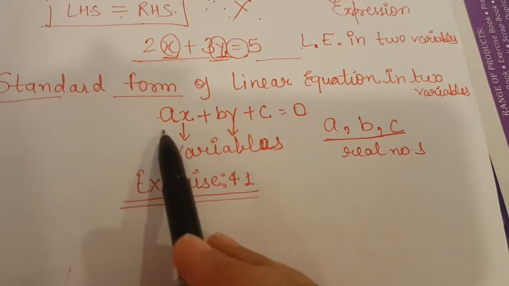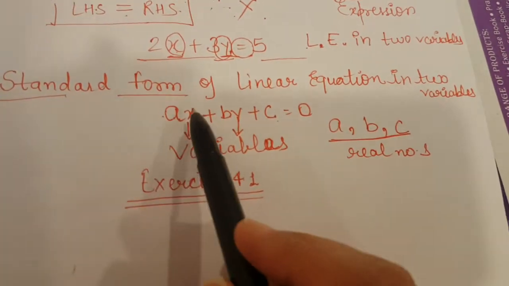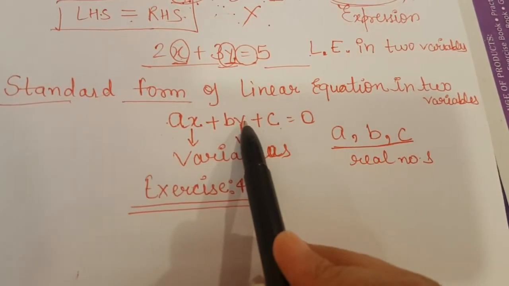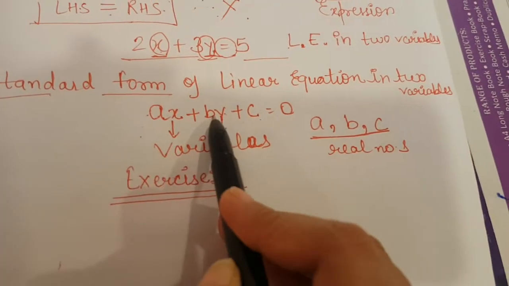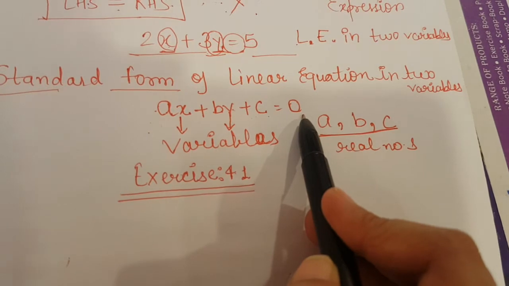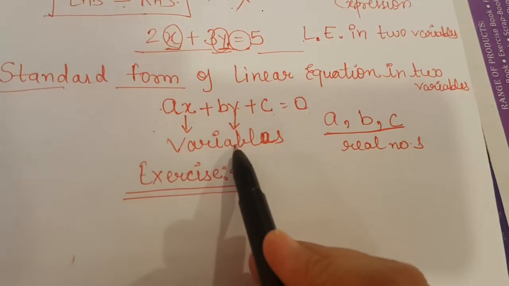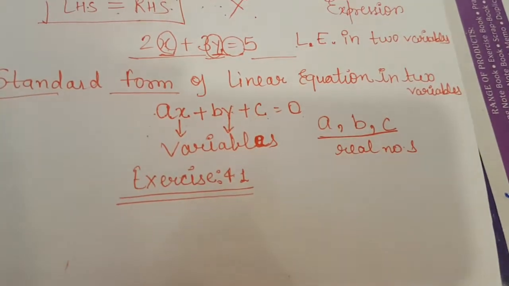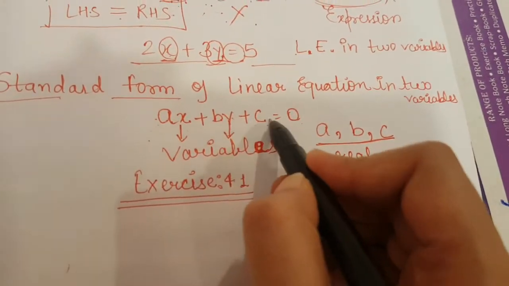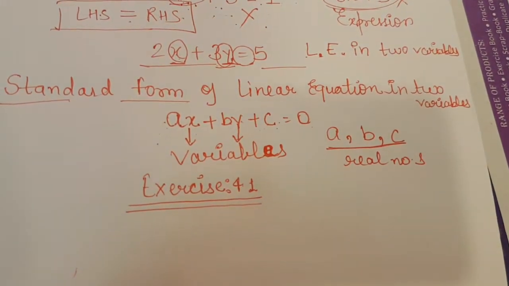नहीं, कोई भी नंबर हो सकते हैं ना यहाँ पे, लेकिन वेरिएबल 2 ही होंगे. तो स्टैंडर्ड फॉर्म क्या होगी लीनियर इक्वेशन इन टू वेरिएबल की? ए एक्स प्लस बी वाई प्लस सी इक्वल टू 0, वेयर एक्स एंड वाई आर वेरिएबल्स. दिस इज ई. एक्स एंड वाई आर वेरिएबल्स एंड ए, बी एंड सी आर रियल नंबर्स. रियल नंबर्स का मतलब क्या है?